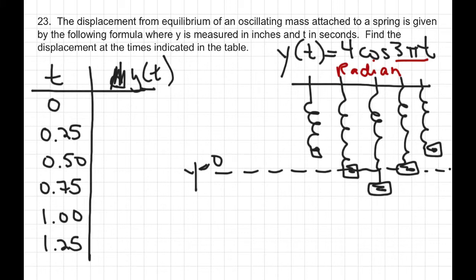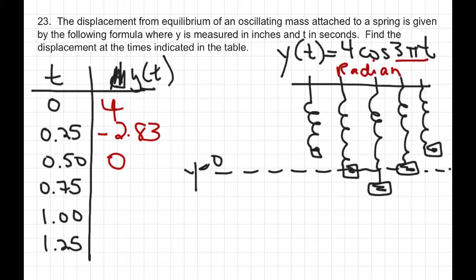So plug in 0 for t. 4 times the cosine of 3 pi times 0 gives you 4. Plug in 0.25 for t. 4 times the cosine of 3 times pi times 0.25 is negative 2.83. 4 times the cosine of 3 pi times 0.50 is 0. That means it's back at equilibrium.